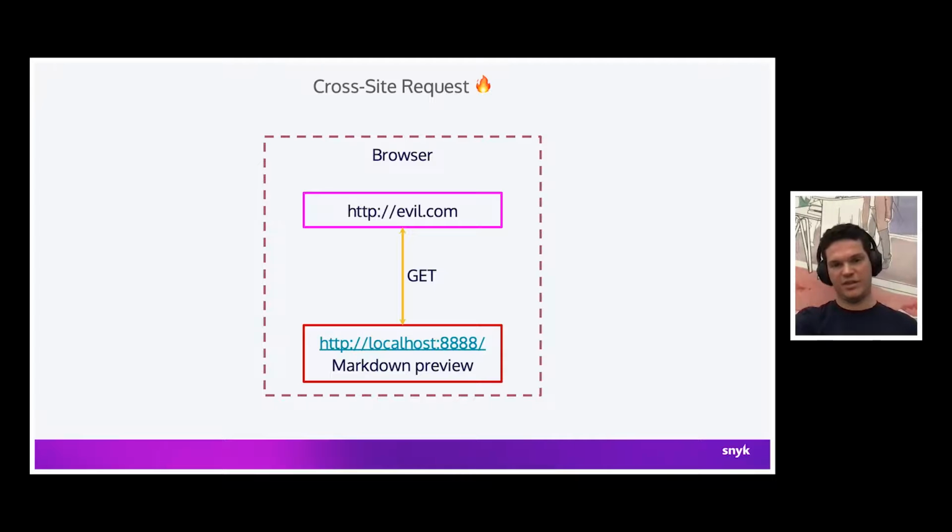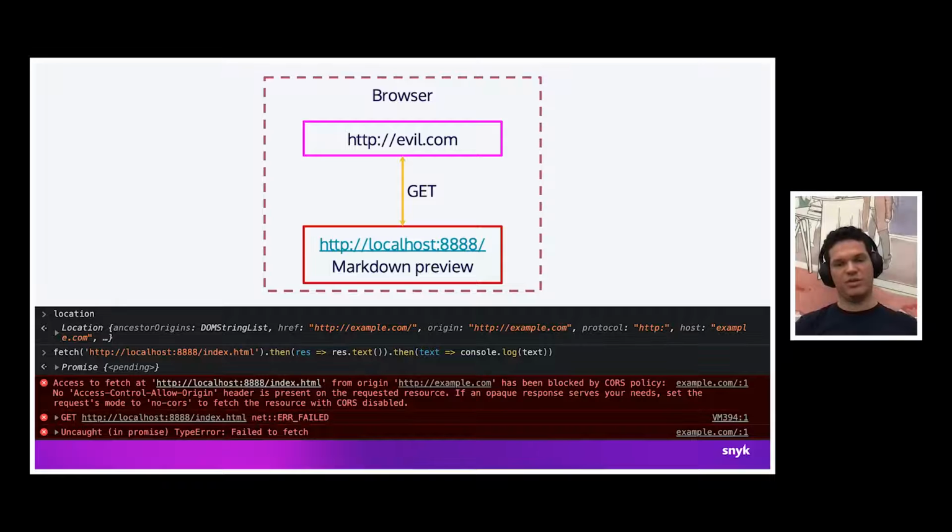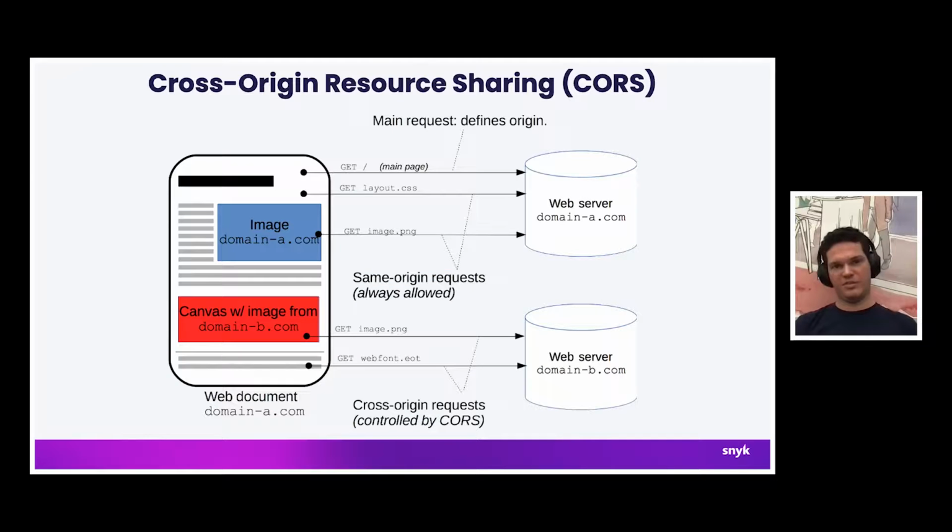Let's try this out. We have the vulnerable server on our localhost, and let's open evil.com, which is going to make a GET request to localhost. Instead of evil.com, I'm trying it from example.com, which is the same. Downstairs here, you can see the Chrome debug terminal, and I'm trying to make a fetch request to localhost:8888/index.html. You may see this error: example.com has been blocked by CORS policy. Okay, let's have a look. What is the CORS policy?